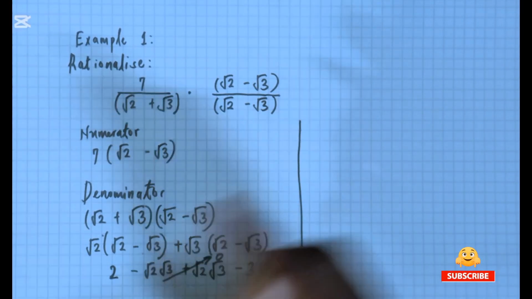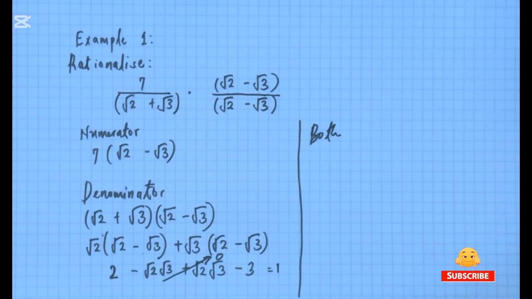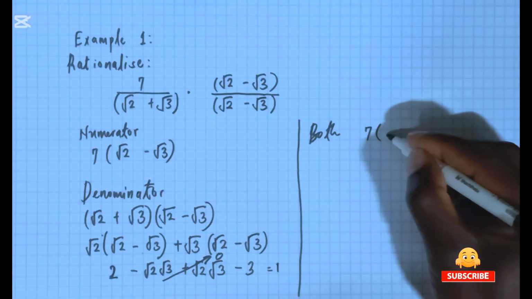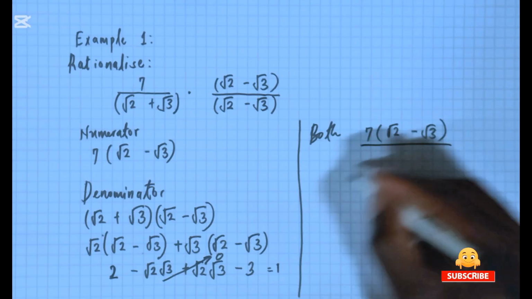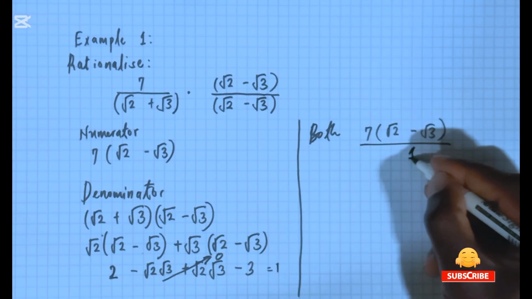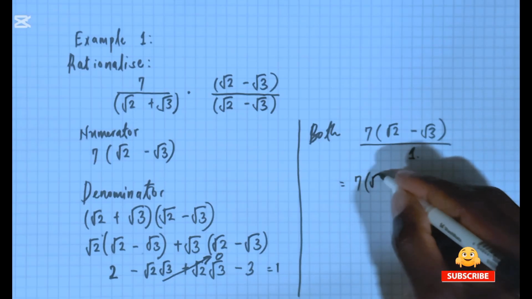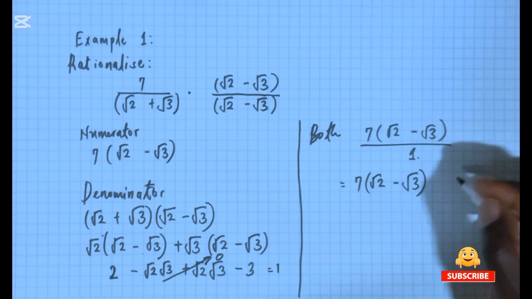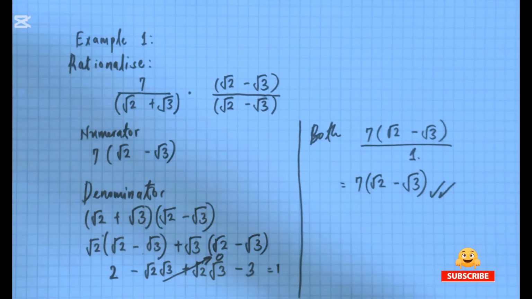All right, so when we bring the numerator and the denominator together now, we are going to have 7 into the surd of 2 minus the surd of 3 all over our denominator, which is equal to 1. So this is just the same as 7 root 2 minus root 3. And that there is going to be our final answer. All right, so that's it for that particular example.